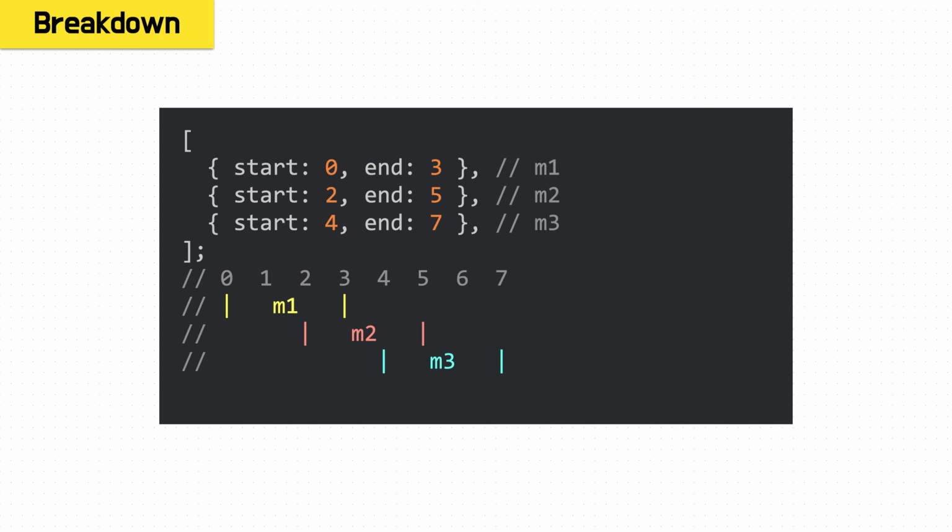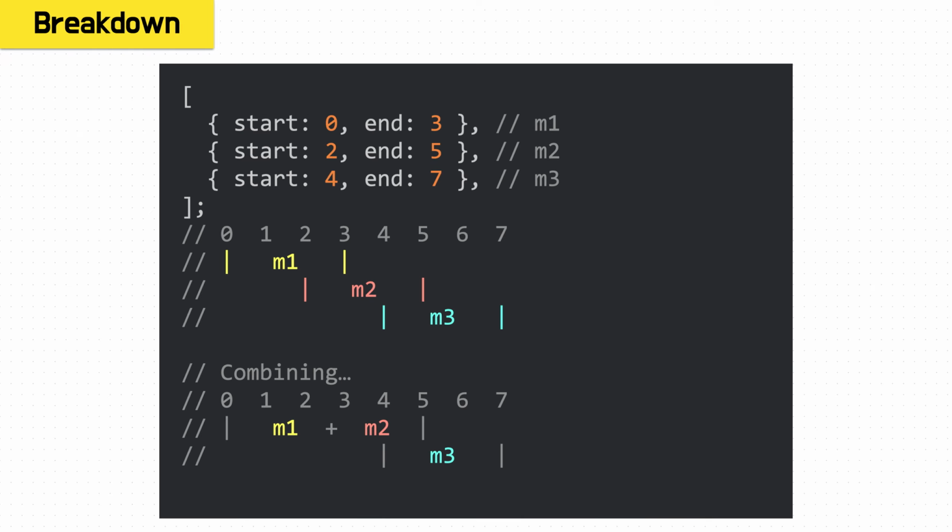So now let's expand the example to consider 3 meetings. The first 2 are similar to the last case. We have 0 to 3 and then 2 to 5. So we would combine these first 2 meetings. Clearly, meeting 1 and meeting 2 overlap. So now their combined interval starts at 0 and ends at 5.